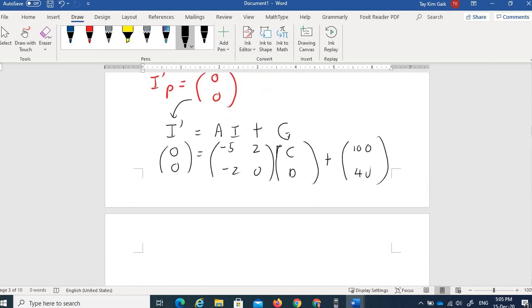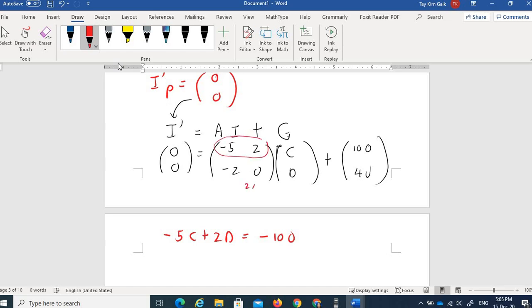So now, you expand this one back in equation form because we are going to determine C and D. When you expand back, negative 5C plus 2D equals negative 100. Pause here.